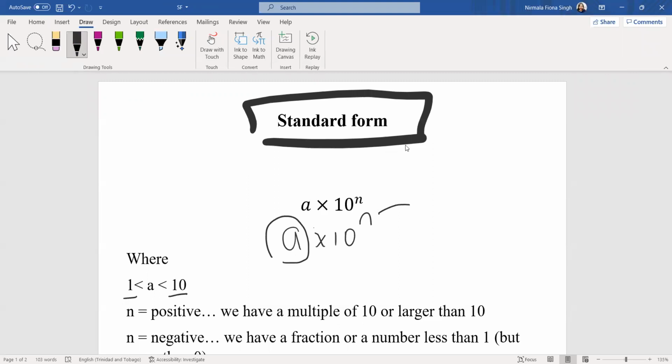So let's just say 40 is equal to 4 by 10. 2000 is equal to 2 multiplied by 10 cube, because we did that.